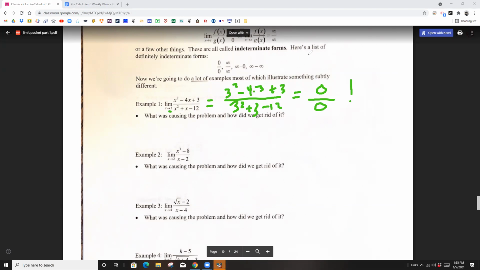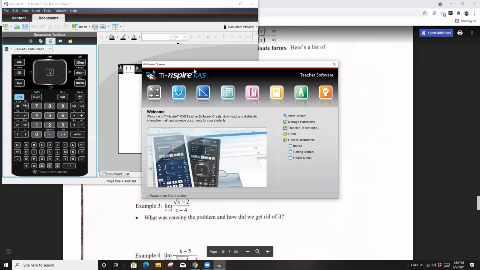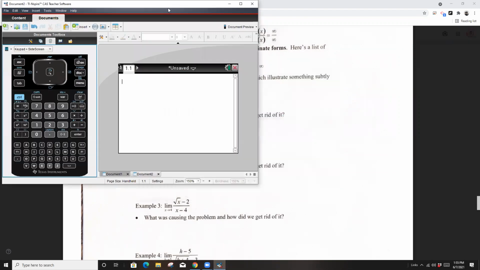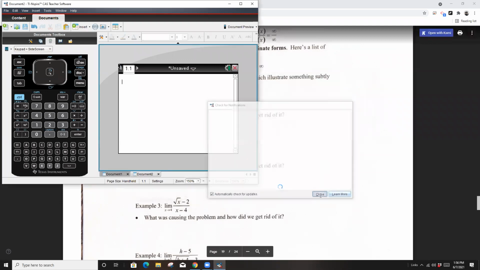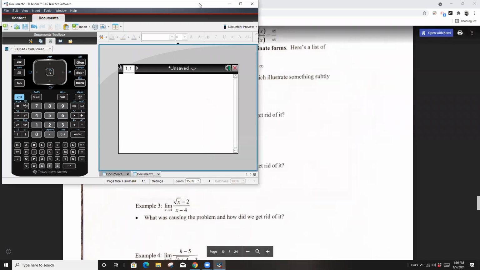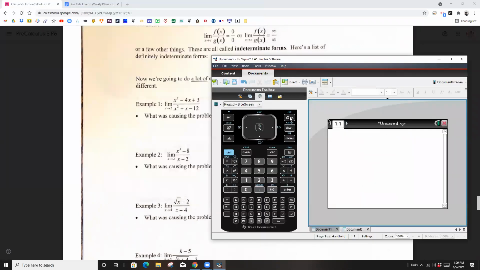That doesn't mean the limit doesn't exist. Just because you don't get a real number doesn't mean the limit doesn't exist. Limits don't exist when the left-hand limit doesn't equal the right-hand limit, but we might have a left-hand and right-hand limit here. So let's look at a graph and investigate this a little bit. I'm going to plug this into my calculator.